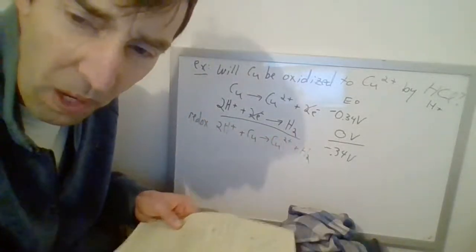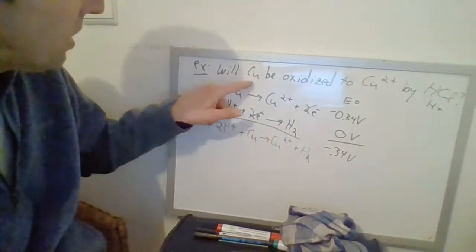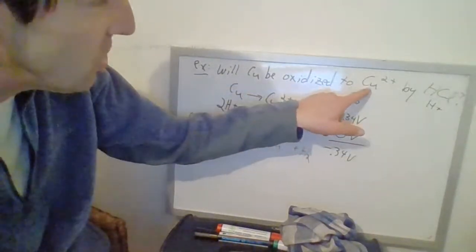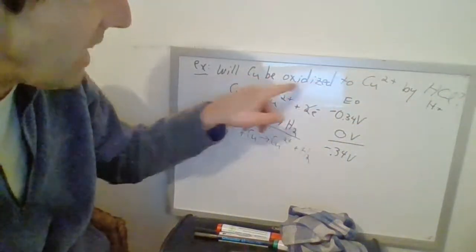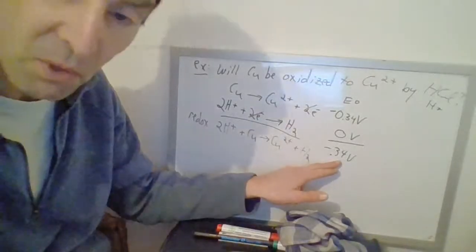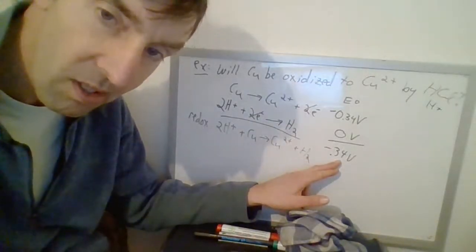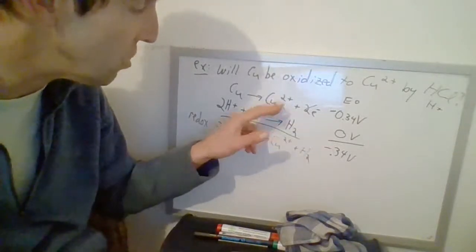But I didn't answer the question yet, did I? So look back at the question. Will copper be oxidized to Cu2 plus by HCl? Check out that voltage. So what's the answer? Yes or no? Will it be oxidized to become Cu2 plus?